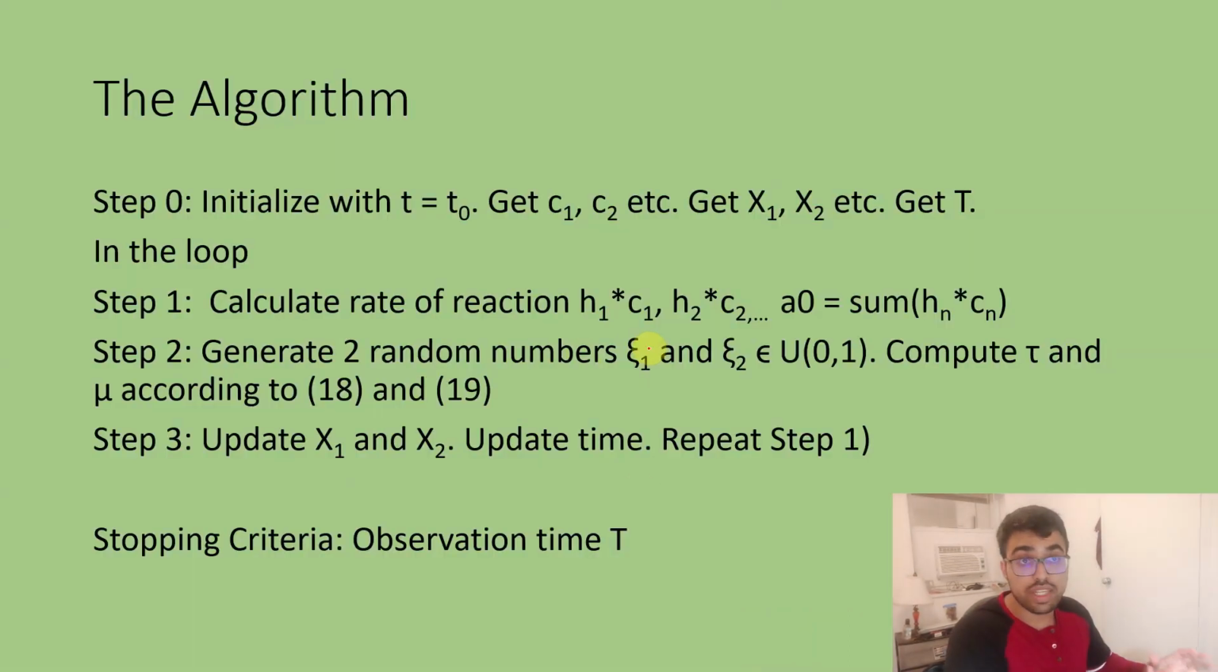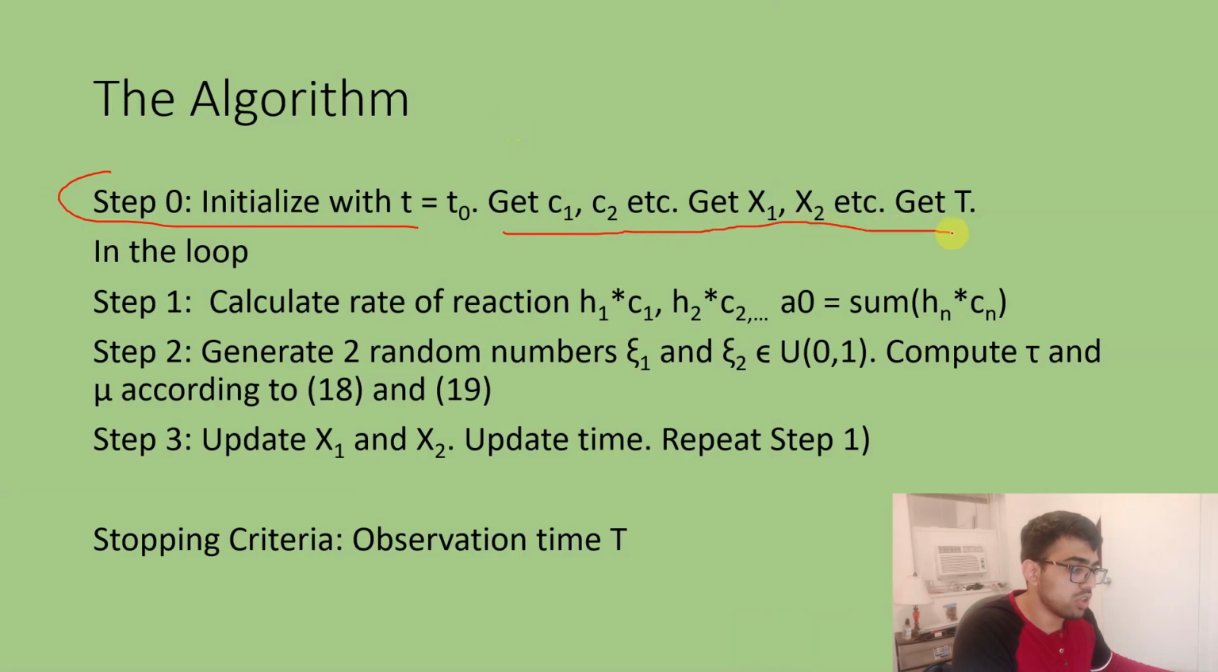So finally we come to the algorithm itself, which is really exciting. So step 0, we initialize with some time equals t naught. Usually we take time equals 0, and in today's example we'll do that. And we will obtain all the stochastic rate constants, the state of the system, and the time up to which we want to observe the system. All right, so that's step number 0.